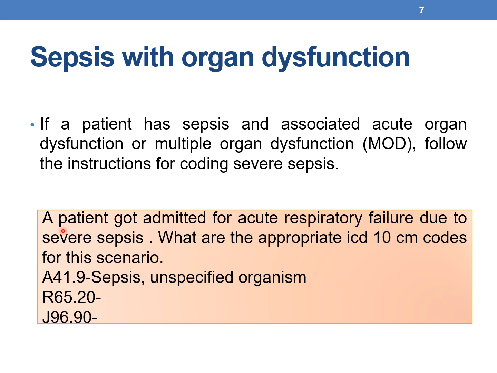Let us see an example. A patient got admitted for acute respiratory failure. Acute respiratory failure is the organ dysfunction due to severe sepsis. What are the appropriate ICD-10-CM codes for this scenario? Codes for severe sepsis are first A41.9, that is sepsis, unspecified organism. The next is R65.20, which is severe sepsis without septic shock. And finally, the associated organ dysfunction, acute respiratory failure, is given by J96.90.